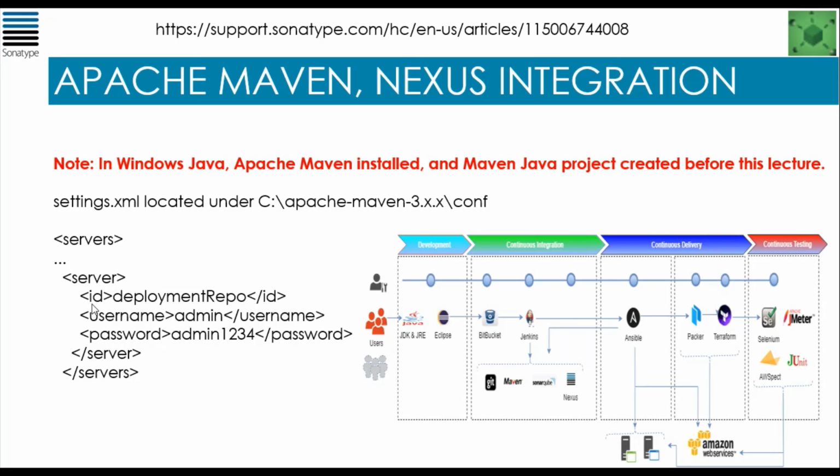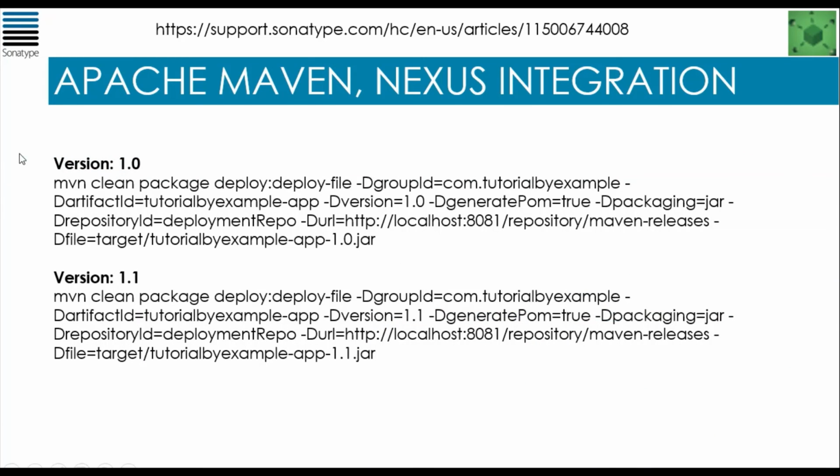In the server you can create an ID, username and password. The ID is nothing but a unique ID which we are going to use in our upload command, and the username and password will be whatever you have for your Nexus user ID and password. At the moment my user ID is admin, and my password is admin1234, because we have changed the password to admin1234. On the basis of this ID, this username and password will be referred to in our deployment command.